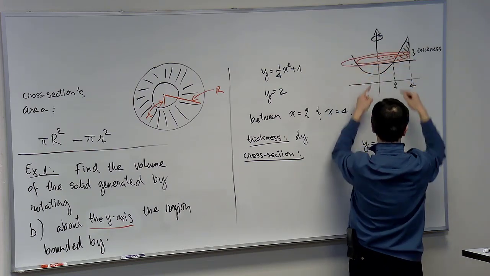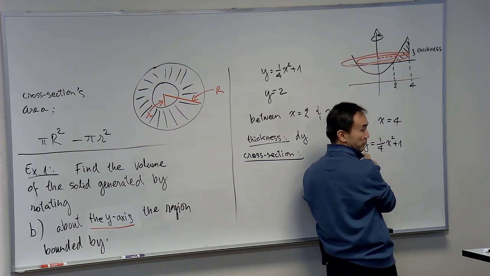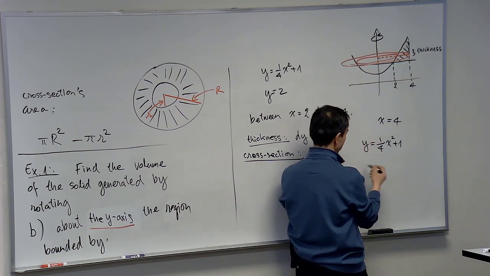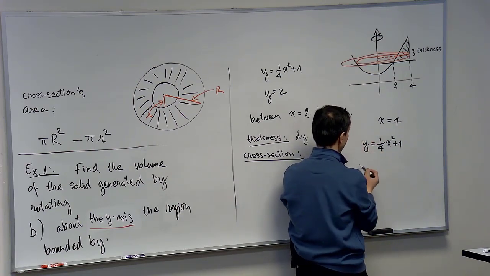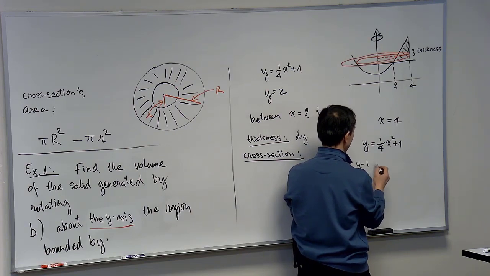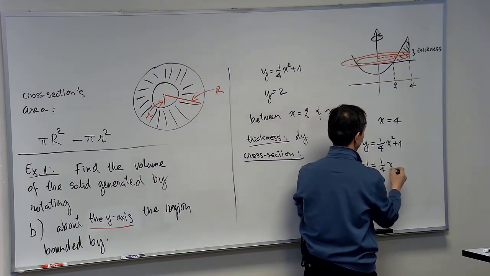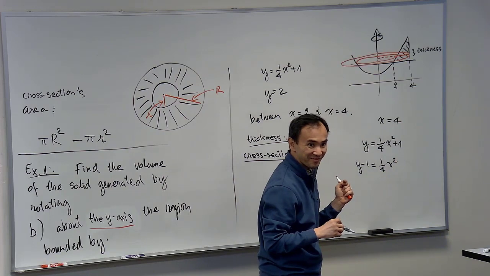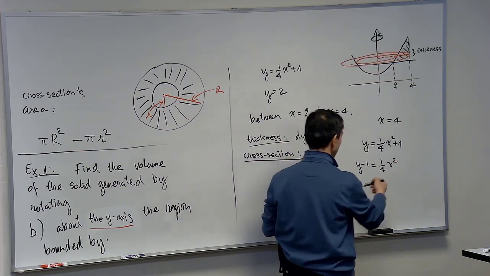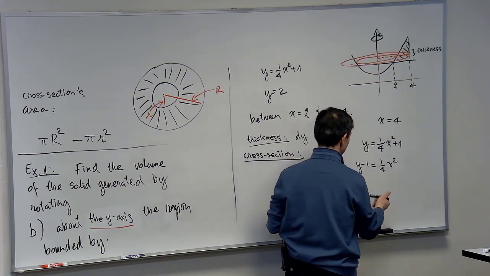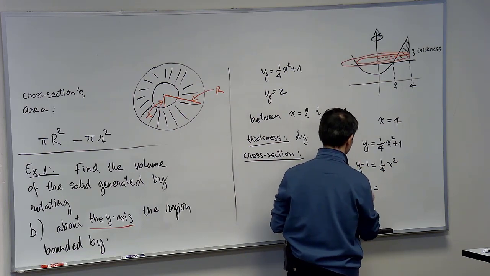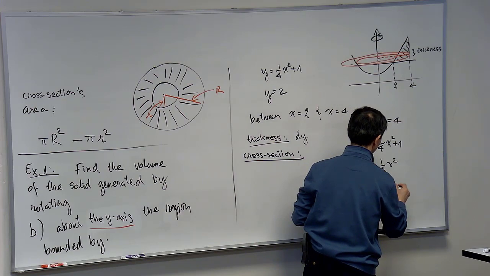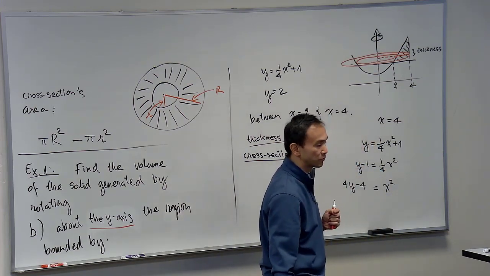So we need to rewrite this curve as a function in terms of y. Now I'm going to subtract 1 from both sides, so y minus 1 equals 1/4 x squared. That's simple. Then I'm going to multiply both sides by 4 to get rid of the 1/4, which makes it 4y minus 4 equals x squared.